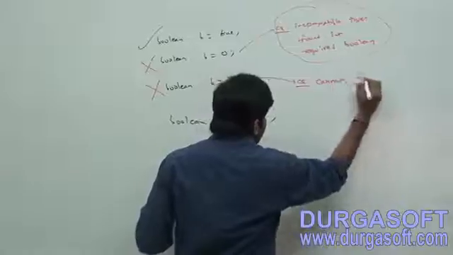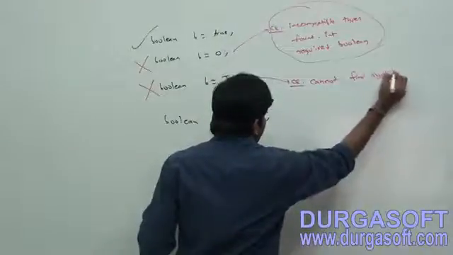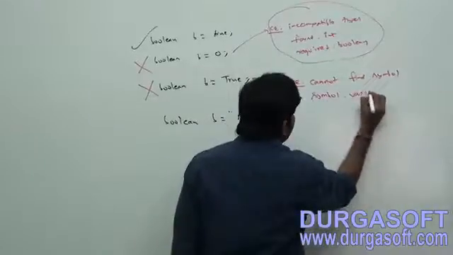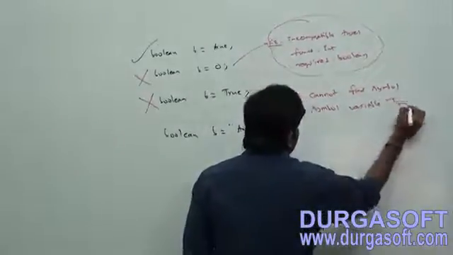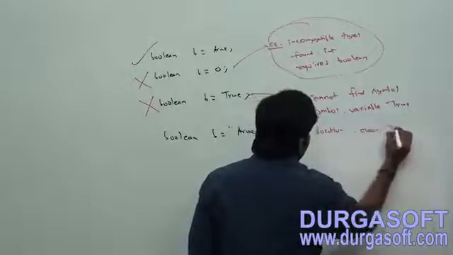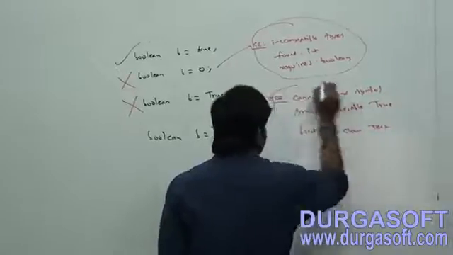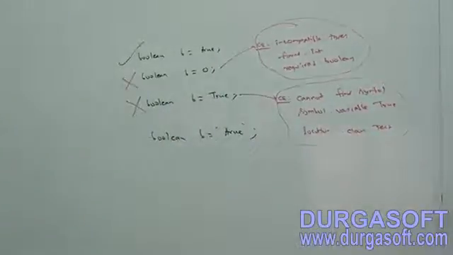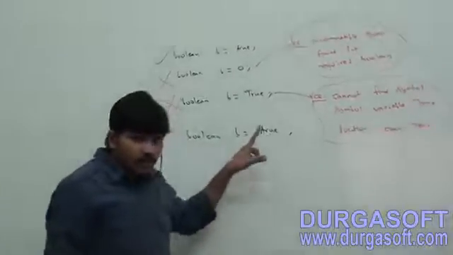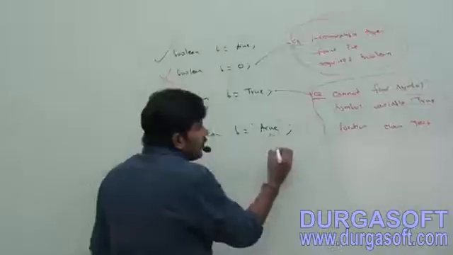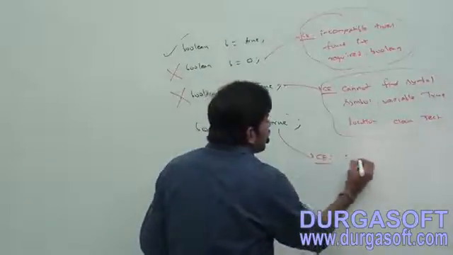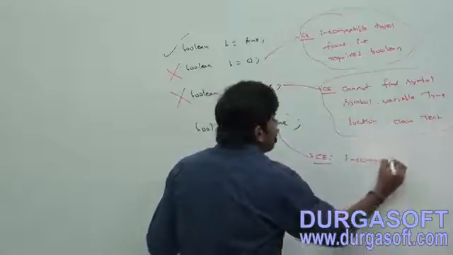That's why the compile time error: cannot find symbol. Which symbol? The variable TRUE, in class Test. Next, Boolean b is equal to "true" in quotes. Valid or invalid? Invalid, because it's a string. How can you assign it to a Boolean? Compile time error saying incompatible types.